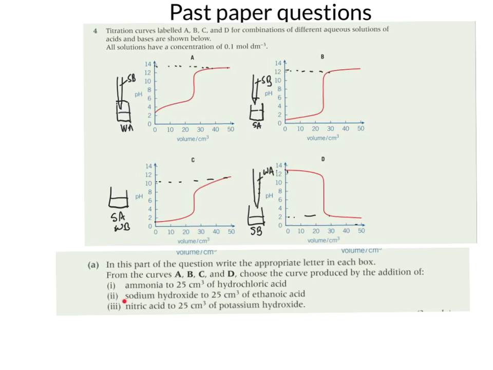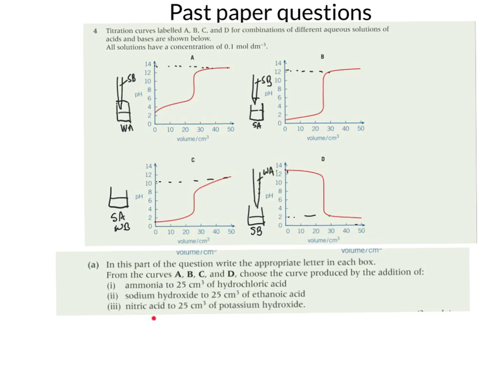The next one is sodium hydroxide to 25 centimetres cubed of ethanoic acid. So ethanoic acid is a weak acid and sodium hydroxide is a strong base. So that has to be curve A.